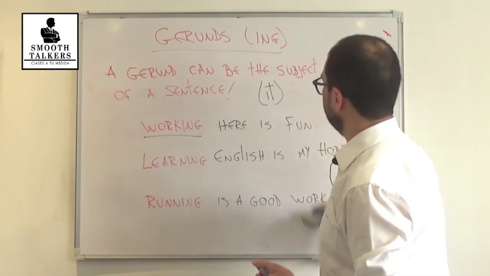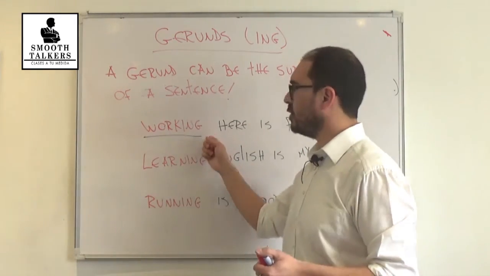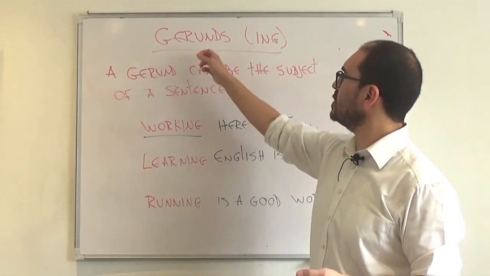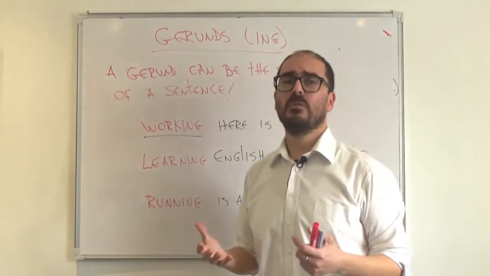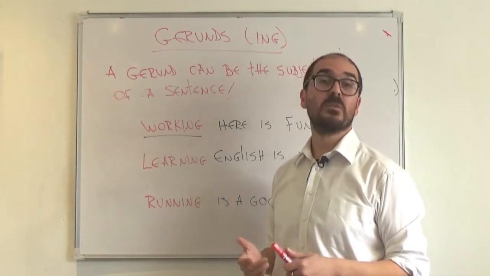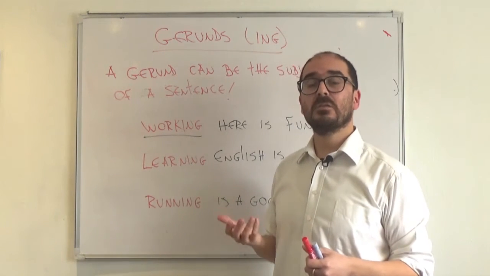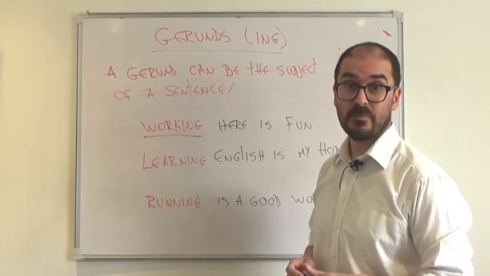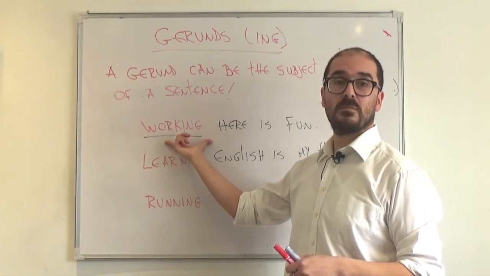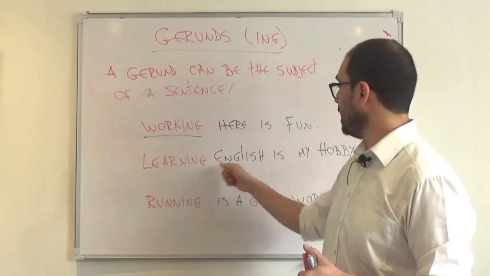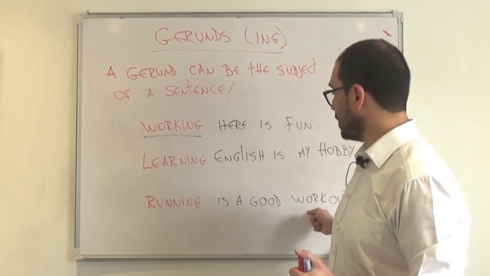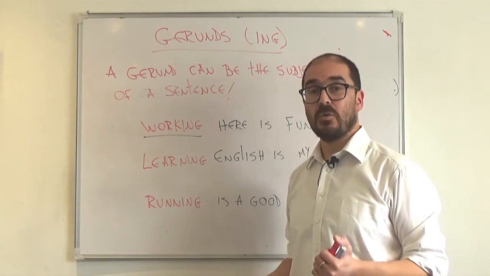So the next time you want to start your phrase or your sentence with an action, try to change it into a gerund to make it something more realistic in a way, because this is one of the things which are very typical in English. We use gerunds a lot more than in Spanish, for example. Okay, so let's take a look at this. Working here is fun. This is the subject. It is fun. Okay. Learning English is my hobby. It is my hobby. Running is a good workout. It is a good workout.